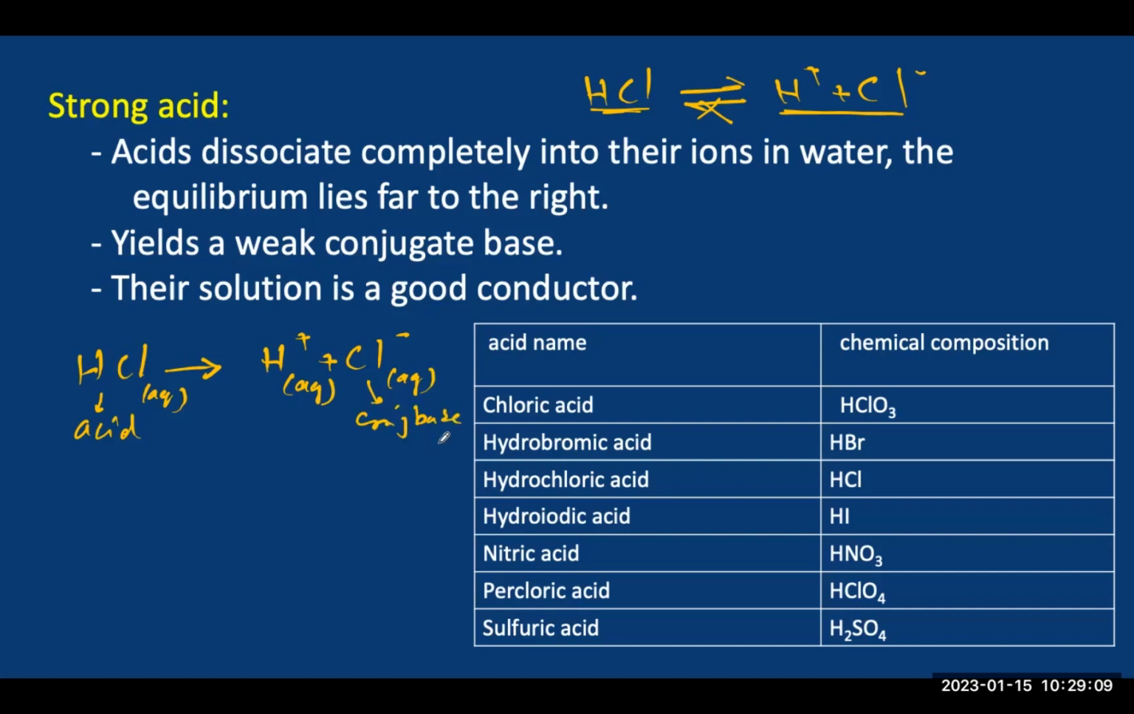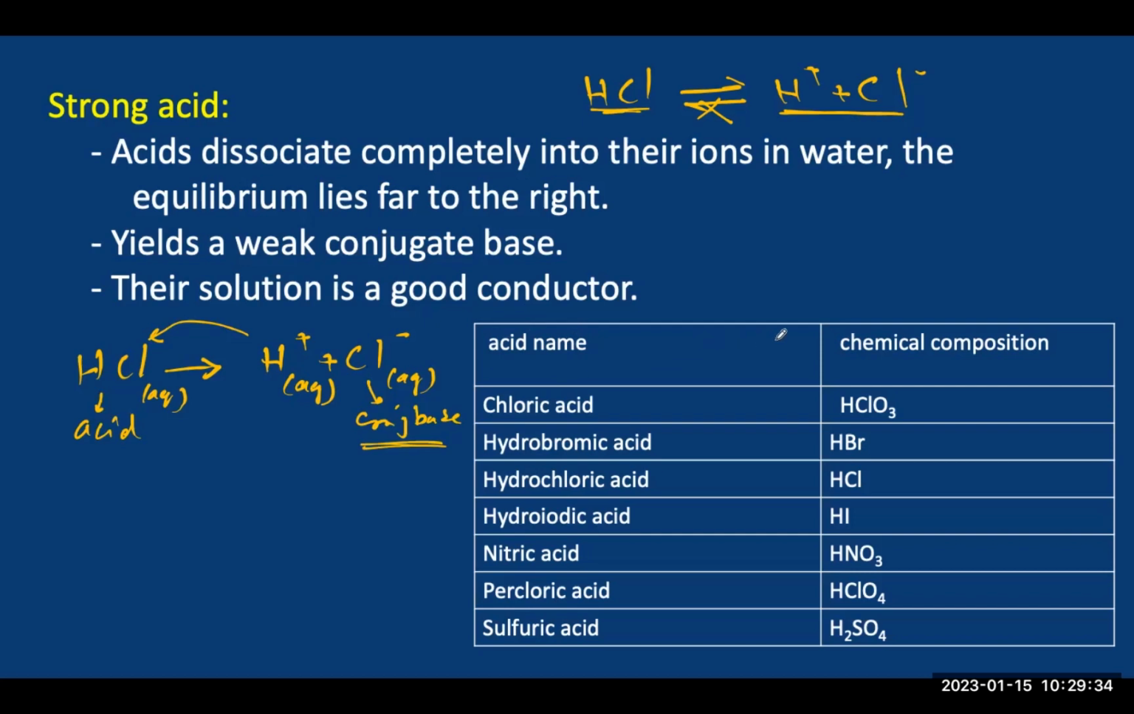The conjugate base here is a base, so this base should attract the hydrogen again and form the reverse reaction. But because this one is so weak, it can't attract the hydrogen, can't combine with the hydrogen again and form the reverse. So why don't we have a reverse reaction? Because the conjugate base for this acid is so weak, it can't make the reverse reaction.